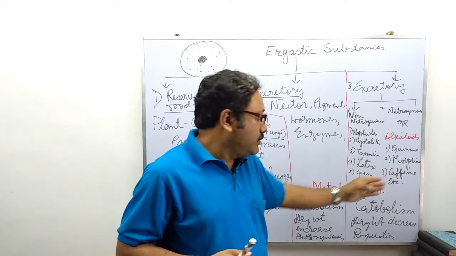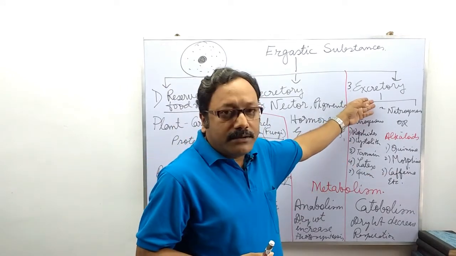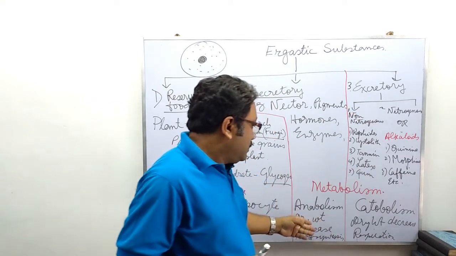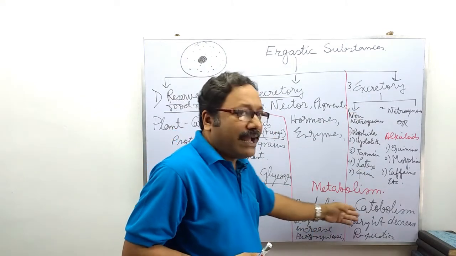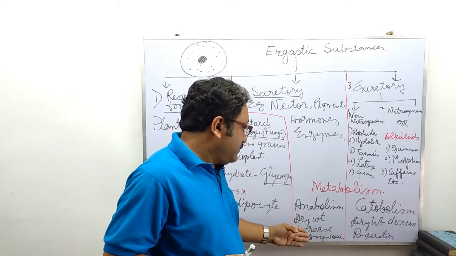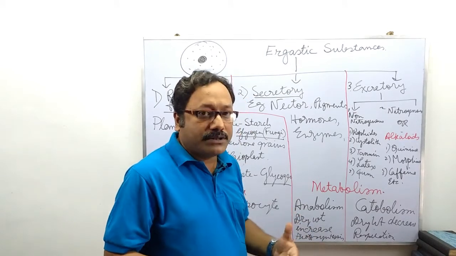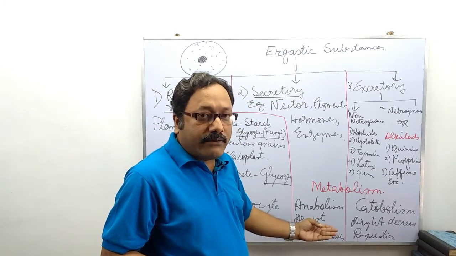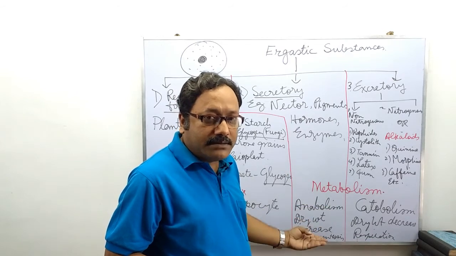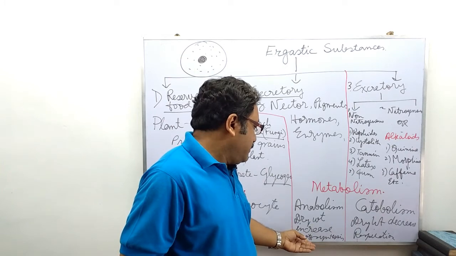Now, I am coming back to metabolism again. Metabolism creates the excretory materials. Now, it has got two parts: anabolism and catabolism. Anabolism, what do you mean by anabolism? Anabolism is building up process. Here the dry weight increases. The dry weight of the organism increases and is a building up process. Example, photosynthesis.